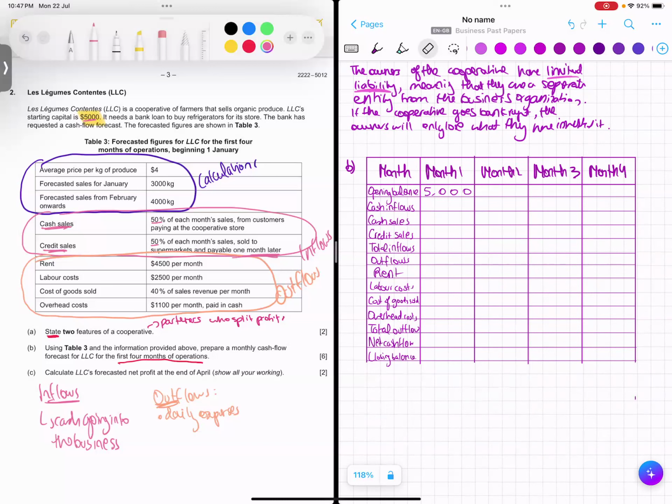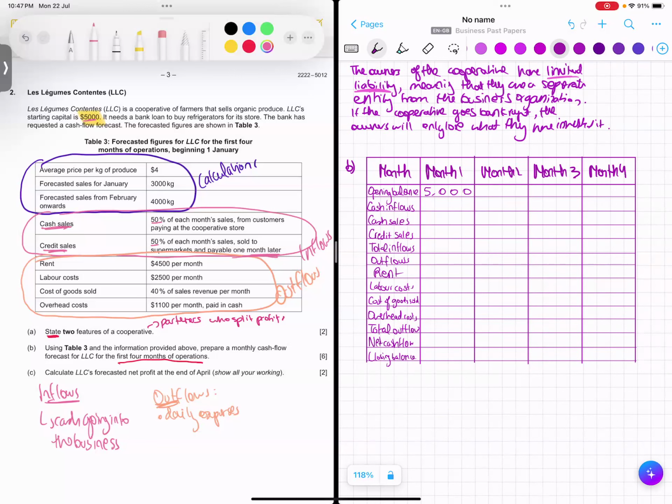That's it, guys. Okay, so let us begin. So cash inflows. At the beginning, you don't really write anything. First, we need our cash inflows for month 1, so we're going to begin with month 1. It's the best way to do so.